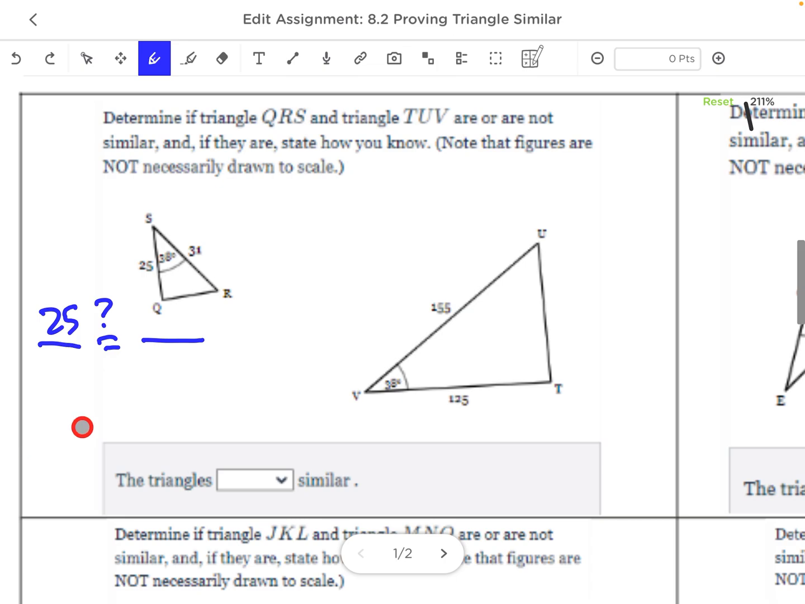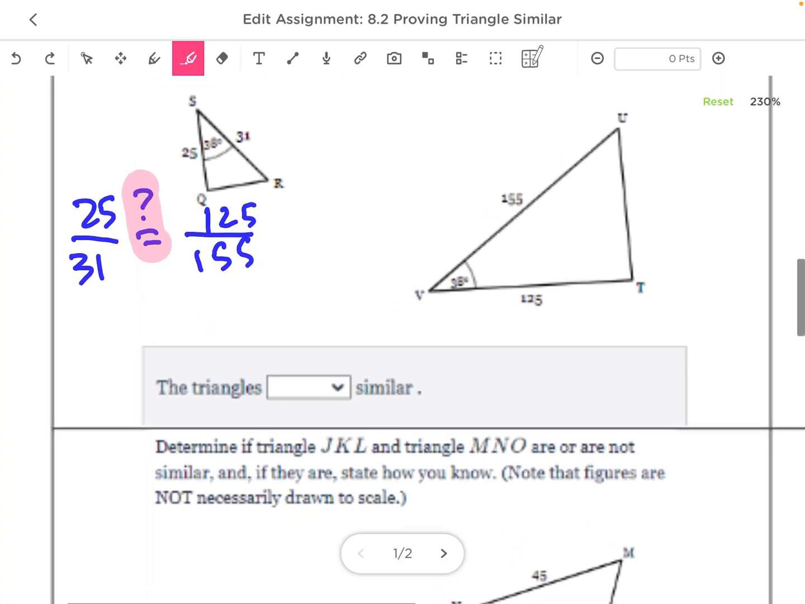Now what would correspond with 25 over here? If we see the 38 in the middle, 25 is on the left side. So 30 is in the middle, 125 is on the left side, so that would go there. Then, if this is the left triangle, what would go over here would be 31. And this is on the right side of that 38, so on the right side of that 38 would be 155. Now here's what we're asking ourselves: is this a true statement? Is this over this equal this over this?